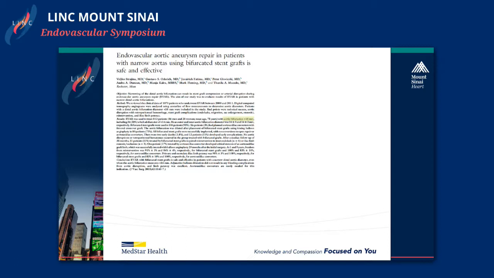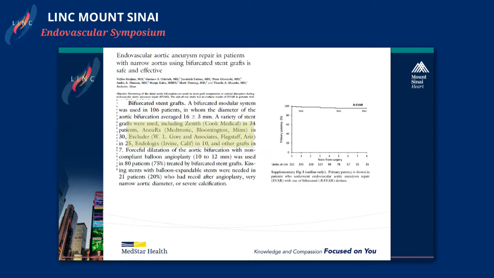They used 18 millimeters as the cutoff. And the bifurcated devices they used here were the Zenith, Anaconda, Excluder, and those were all modular, and then including the Endologix. And you can see the primary patency out to 8 years was 96%. So really no issues, no limb occlusions, very few.